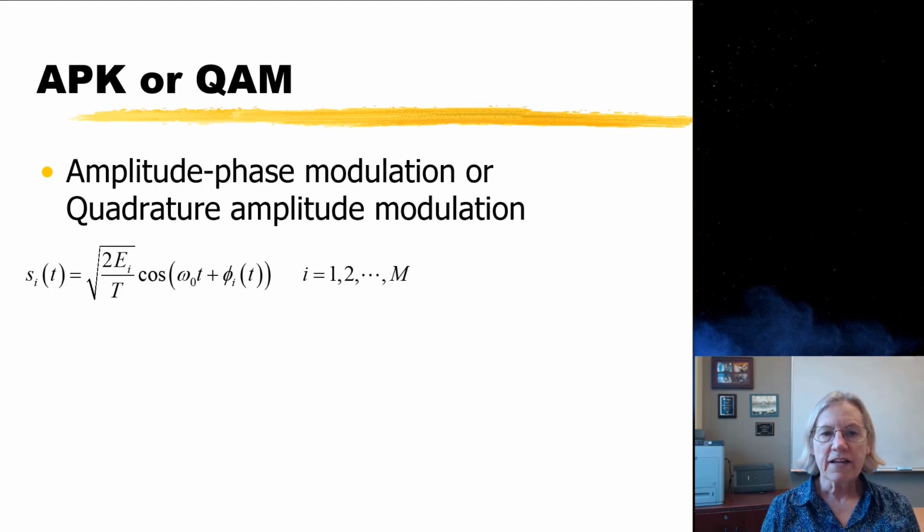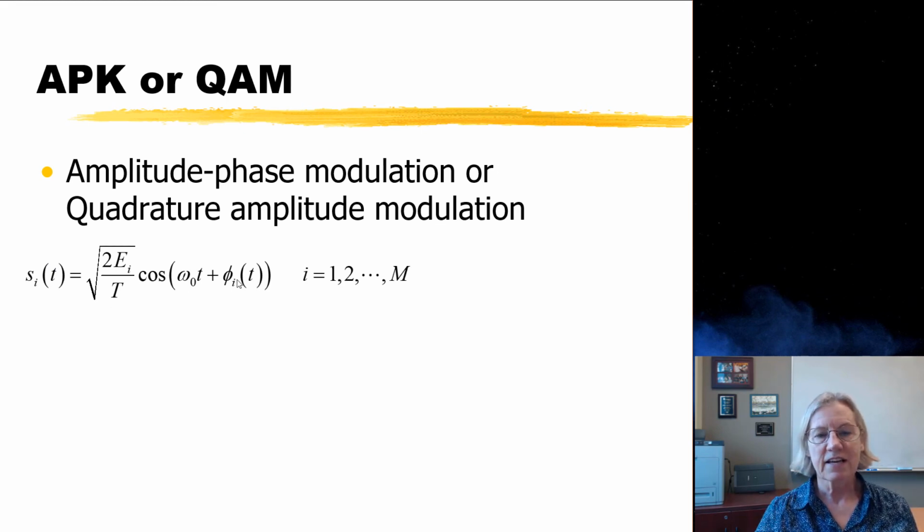So there's a final type of modulation, which is called amplitude phase keying, or much more common, quadrature amplitude modulation. This is introduced briefly in Chapter 4, but in the textbook it's really covered a lot in Chapter 9. So quadrature amplitude modulation, what is this? Well, this is a combination of two of the previous ones.